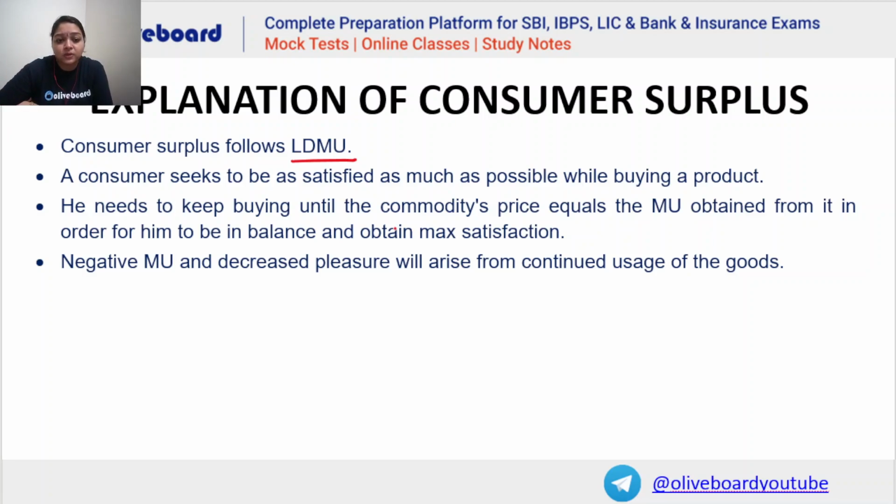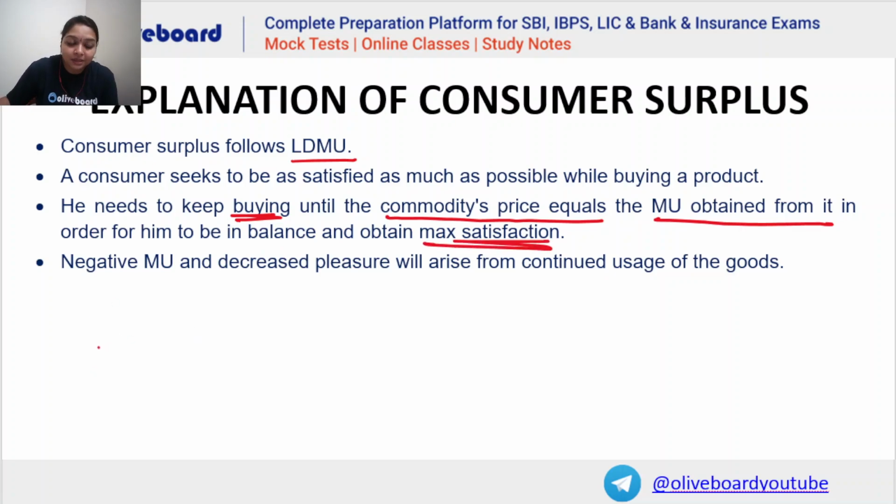A consumer seeks to be satisfied as much as possible while buying a product, right? This is obvious. If you are buying something, you are spending money on it. When you spend money on it, you aim to be satisfied to the maximum extent, right? So that is a given, that is obvious. He needs to keep buying until the commodity's price equals the marginal utility obtained from it. See, this is very important. He needs to keep buying, keep consuming until the commodity's price equals the marginal utility obtained from it, in order for him to be in balance and obtain maximum satisfaction.